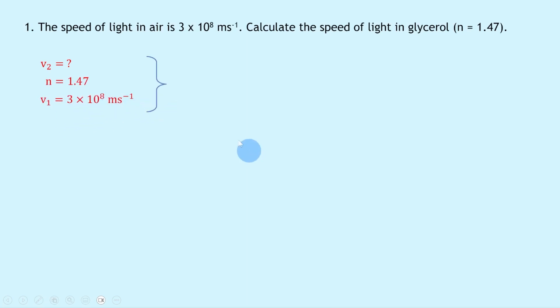So writing down our equation relating N, V1 and V2, we have N equals V1 over V2. Substituting in the numbers gives 1.47 equals 3 times 10 to the 8 divided by V2. And to rearrange for V2, we can then multiply both sides by V2 and then divide by 1.47, or we can just cross multiply to swap these two terms. So we end up with V2 equals 3 times 10 to the 8 divided by 1.47, and if you put that into your calculator, you should get an answer for V2 of 2 times 10 to the 8 meters per second.